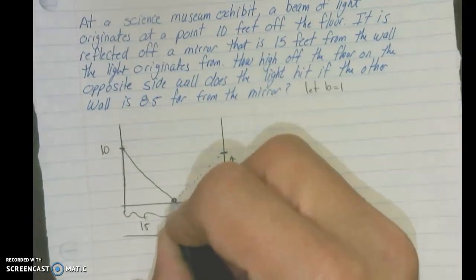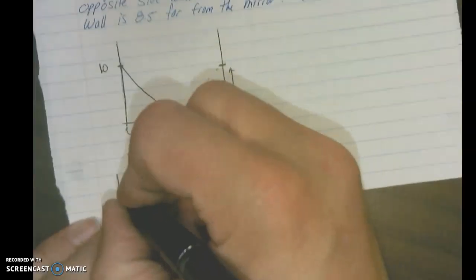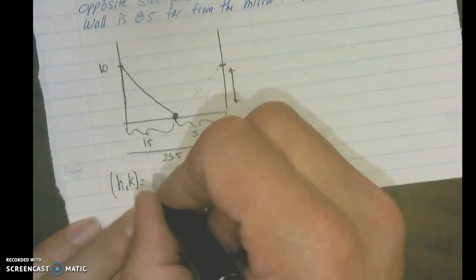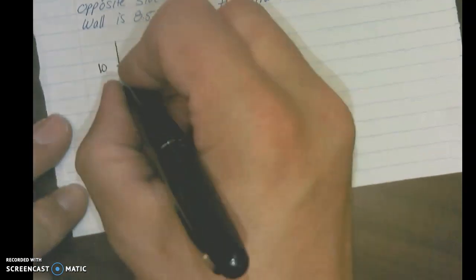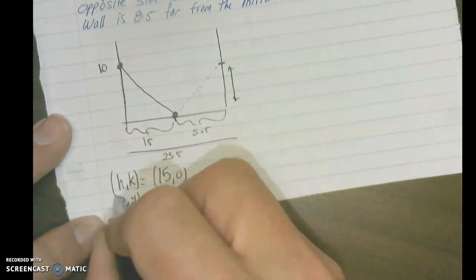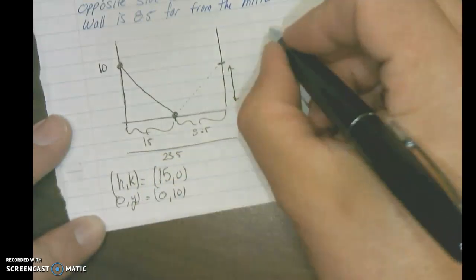All right, so draw this line up here. So here's my vertex. So that means that (h, k) is going to have to be (15, 0). All right. Then I'm going to use this point here, (0, y), which is going to be (0, 10).